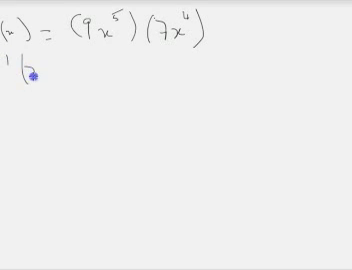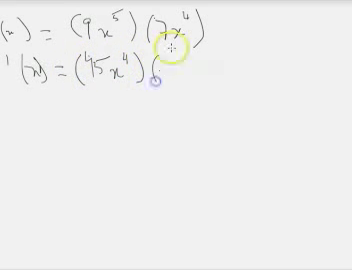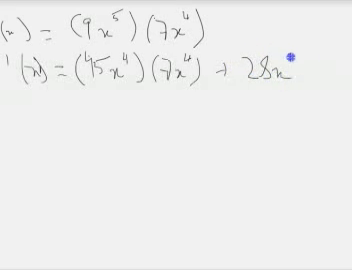So we're taking the derivative, f prime of x, and that is going to be equal to, we're taking the derivative of this one, so that's going to be 45x to the 4th using the constant power rule, and then we're leaving this guy alone, so that's 7x to the 4th, plus, and now we're taking the derivative of that, so it's 28x to the 3rd. Remember, constant power rule, just taking that down, multiplying it by the coefficient, and then subtracting 1 from that exponent. Then that would be leaving this guy alone, so that's 9x to the 5th.